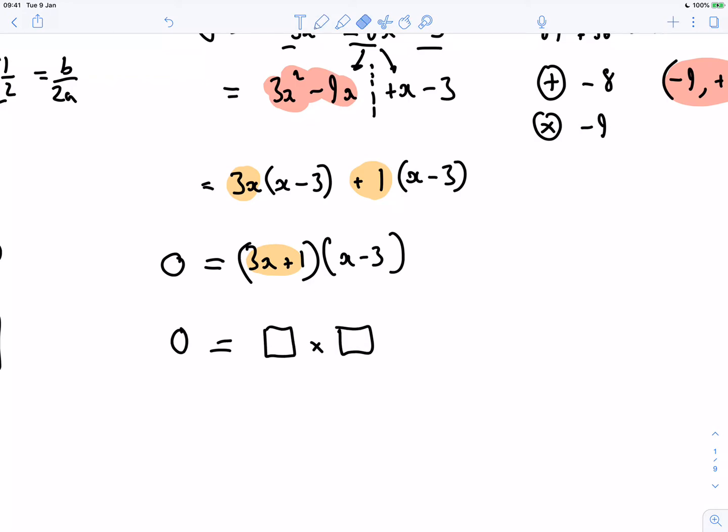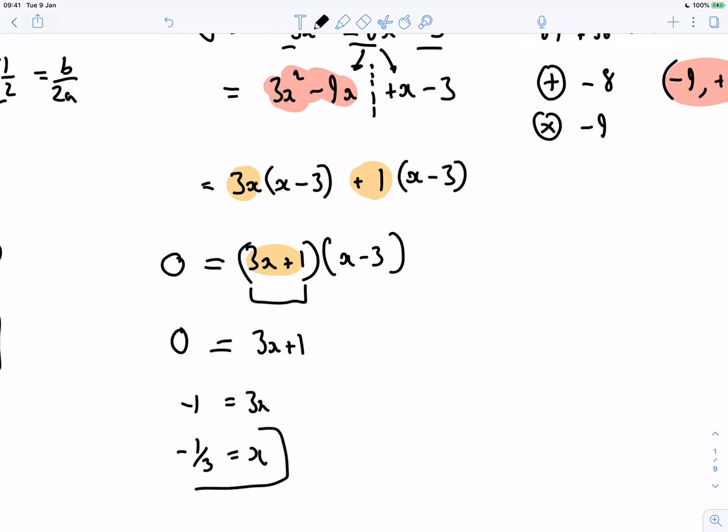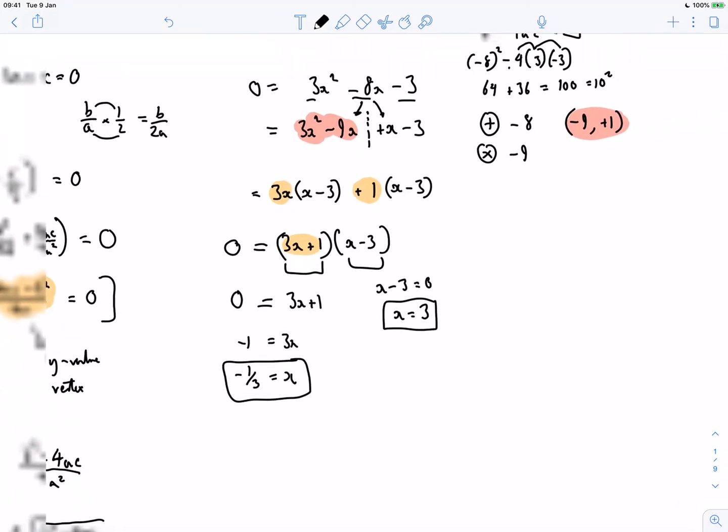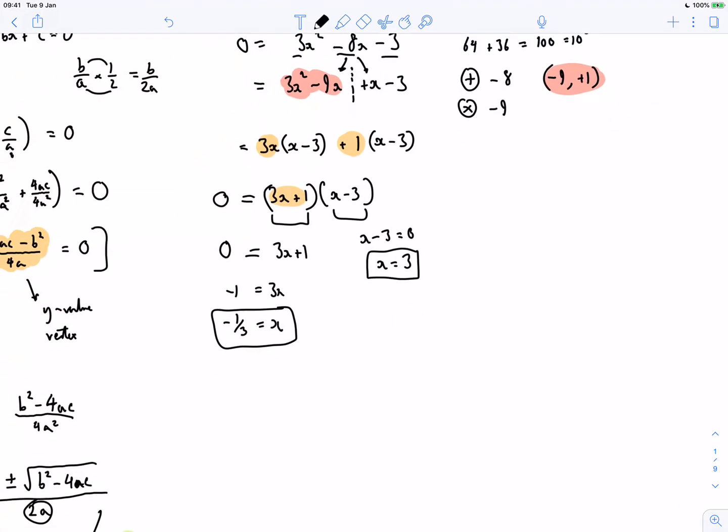So let's work out the potentials of what they could be. So if this bracket equals 0, then I've got 3x plus 1 is 0. Well, that's easy. 3x equals minus 1 if I subtract 1 from both sides. So x will equal minus a third. And if I look at the other case where x minus 3 could be 0, then x is just going to equal 3. Okay, so that's nice.